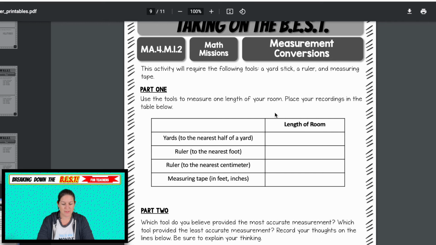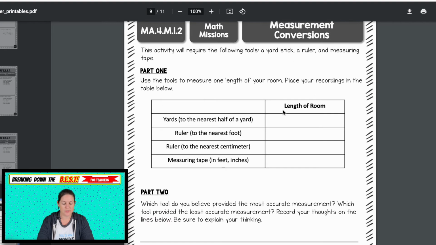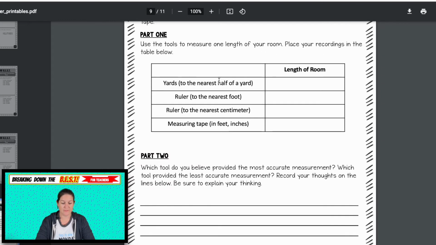And then this is the math mission with measurement conversion. So this one, it says this activity requires the following tools: a yardstick, a ruler, and measuring tape. So here you can actually use the tools to measure the length of your room, measuring it in yards, rulers to the nearest foot, rulers to the nearest centimeter, and measuring tape in inches.